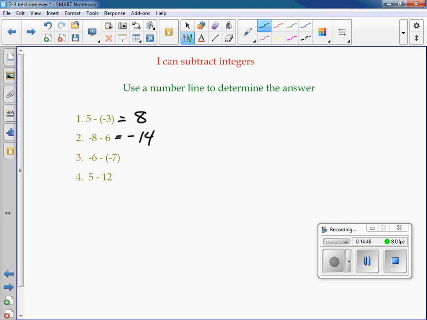All right. Negative 6, subtract a negative 7. What happens when we subtract a negative? We move to the right. We move to the right, right? Where are we starting? We start at negative 6. We move to the right how many units? Where are we ending up? Positive 1. Very good. All right.